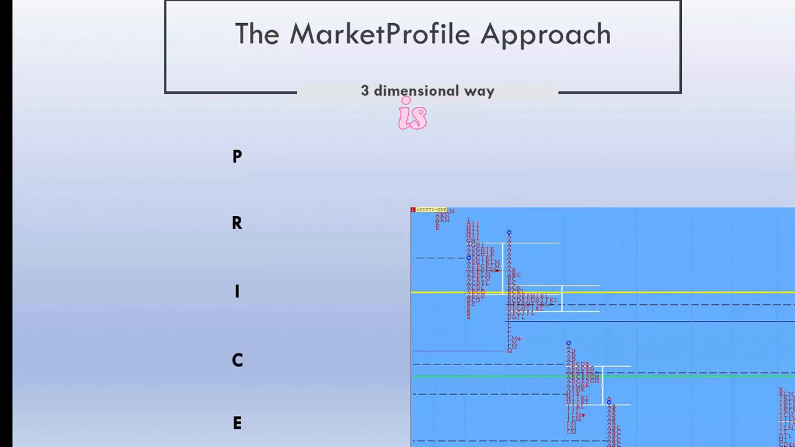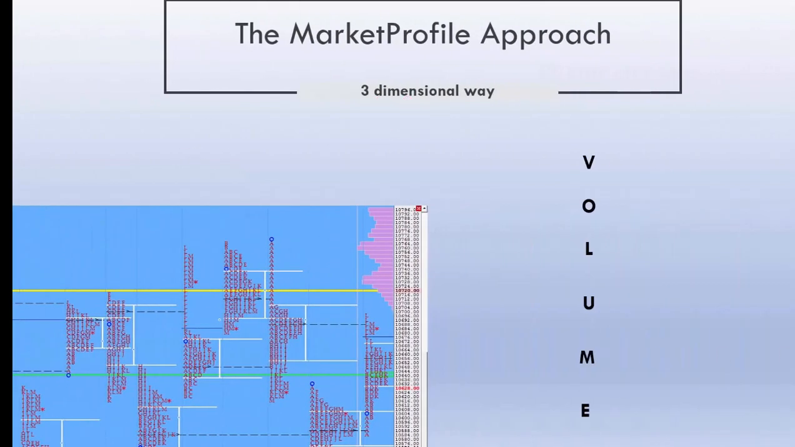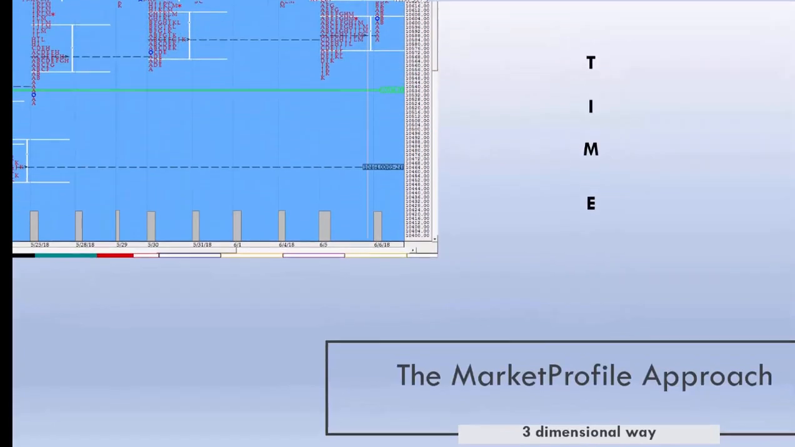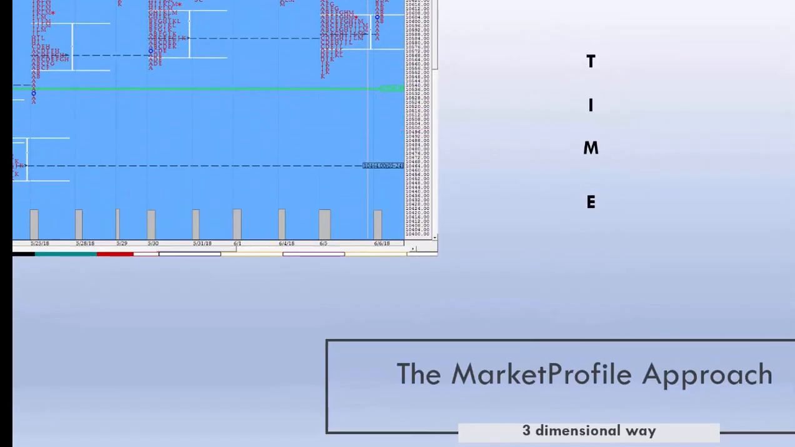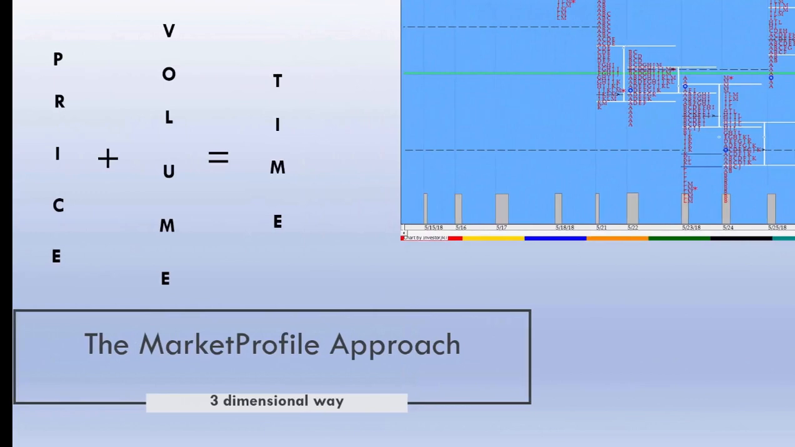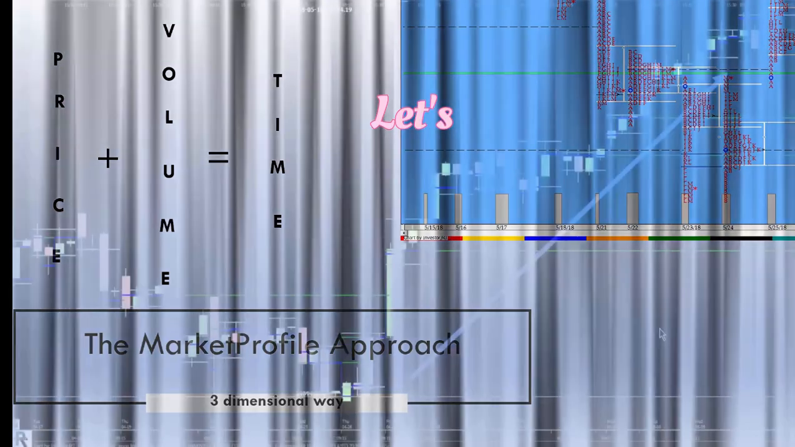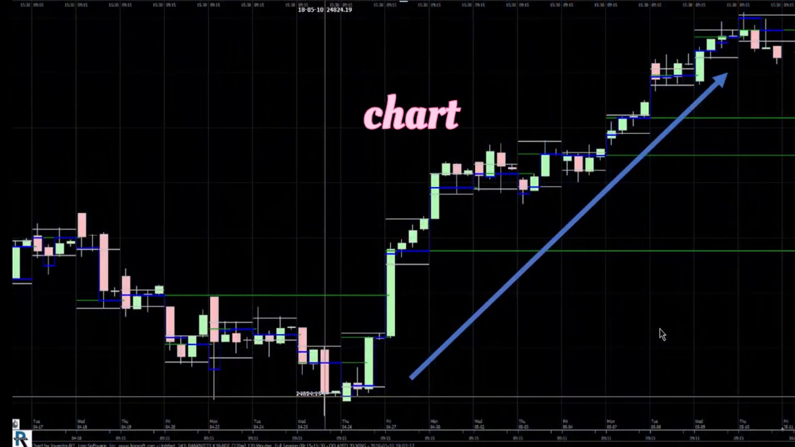So market profile is a three-dimensional approach to the subject. So you have price, you have volume, and you have time. Okay, and together price, volume, and time would tell you all about what the market is doing or is going to do next. Okay, let's go back and look at that chart which was climbing up.